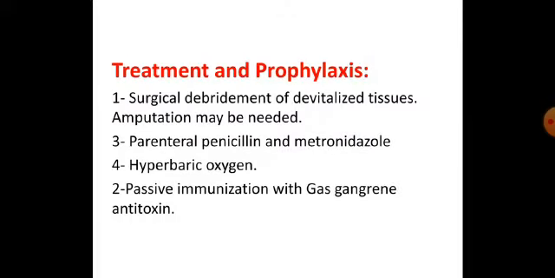Treatment and prophylaxis: surgical debridement of devitalized tissue, and amputation may be needed; parenteral penicillin and metronidazole administration; hyperbaric oxygen, as oxygen, as we said before, is toxic to the bacilli; and passive immunization with gas gangrene antitoxin.